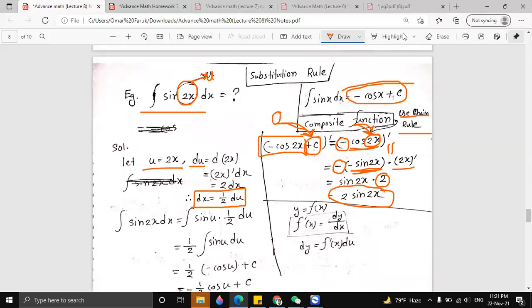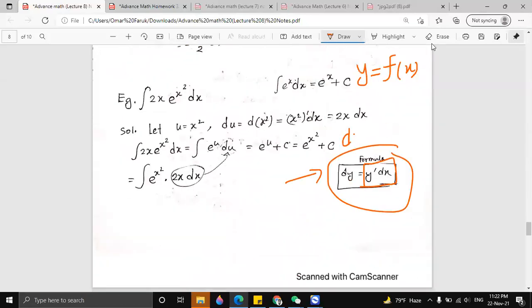So we know that this is a composite function, right? Sine 2x is a composite function because we only know the formula of sine x. So we let 2x equal u, and then we differentiate on both sides. From a very small formula, dy, where y is any function, it can be x squared, it can be 2x plus 1, any function, dy is equal to y derivative into dx, okay?